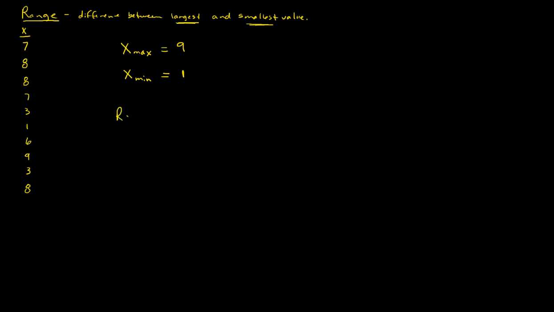So range is just essentially X max minus X min. So in this particular case, what do we get? We get 9 minus 1 equals 8. So the range here equals 8, and if we wanted to put the units in, because all measures of variability and measures of central tendency, by the way, will have units attached to them, range equals 8 years.